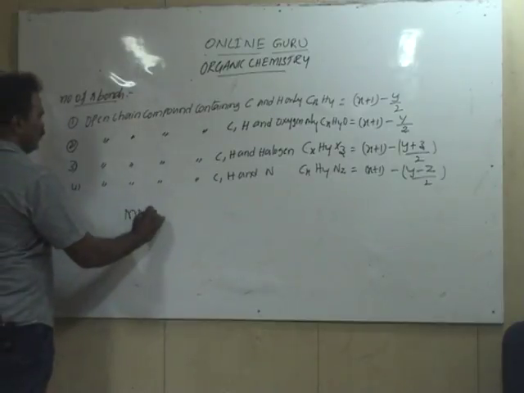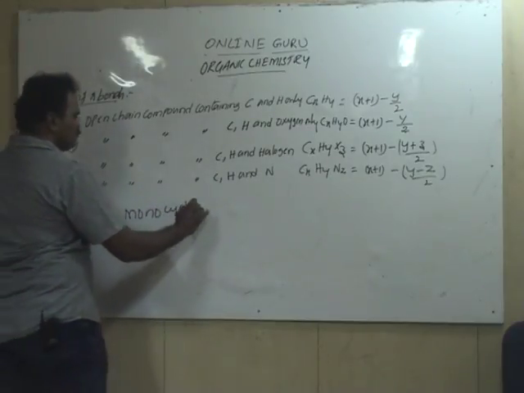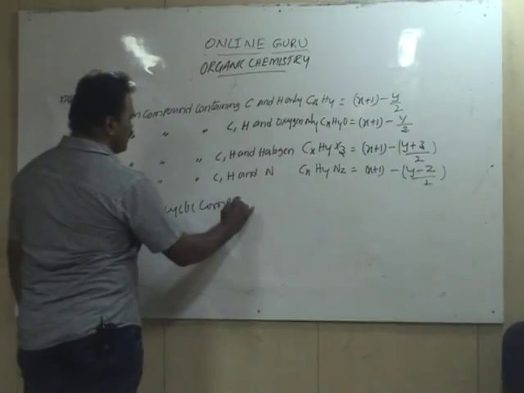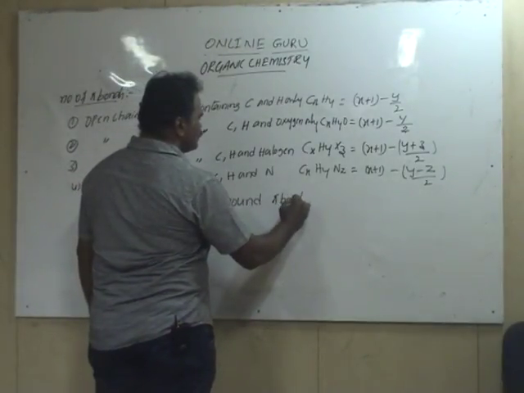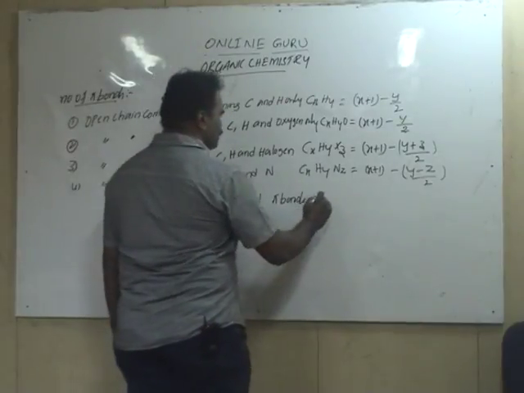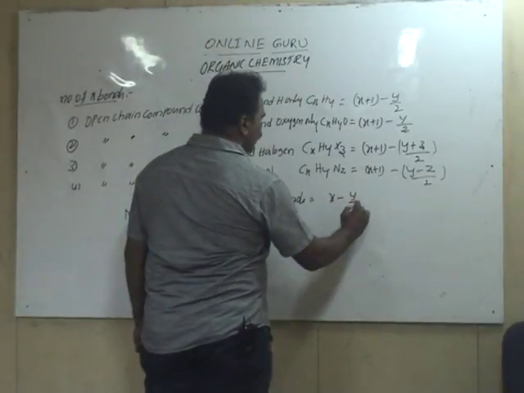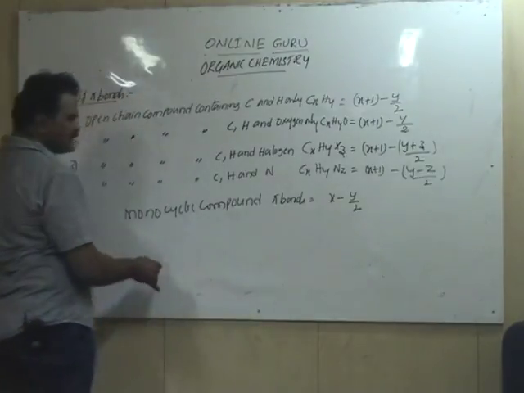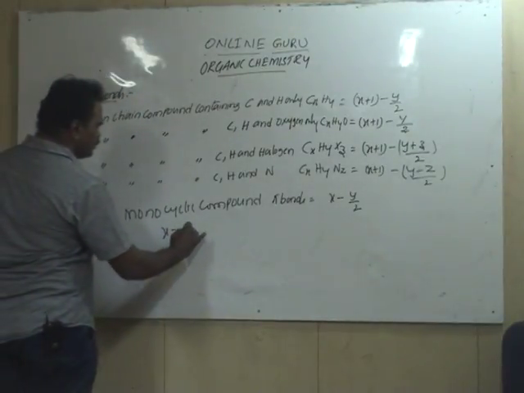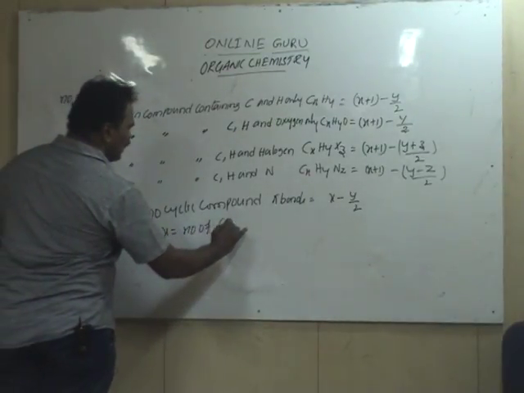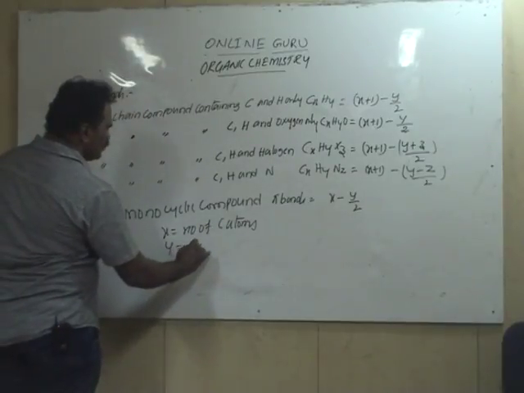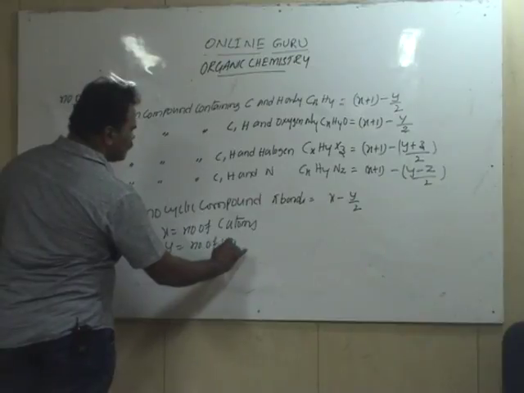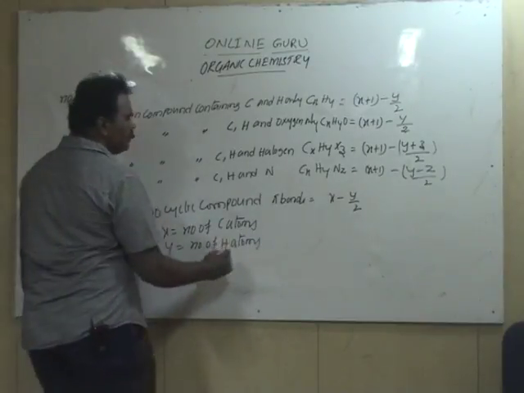Similarly, for a monocyclic compound, the number of pi bonds equals x minus y by 2. Here, what is x? x equals the number of carbon atoms in a given compound, and y equals the number of hydrogen atoms in a given compound.